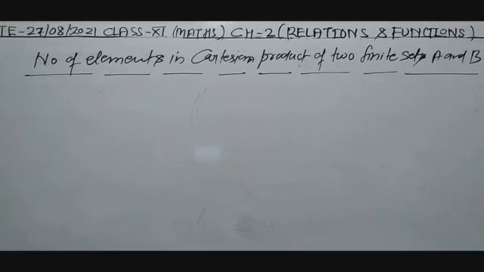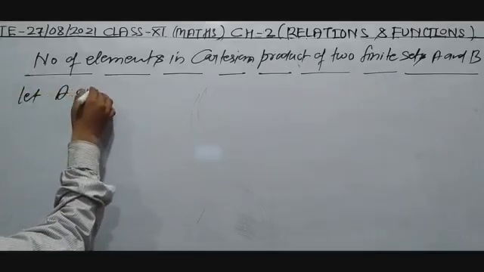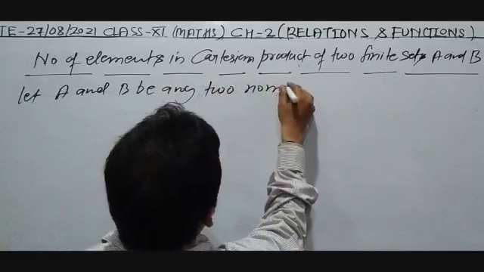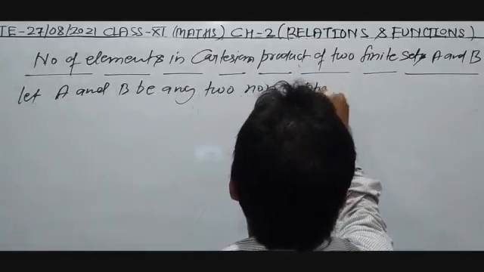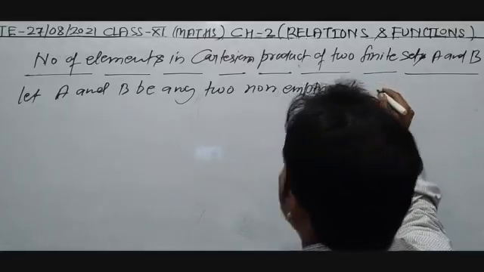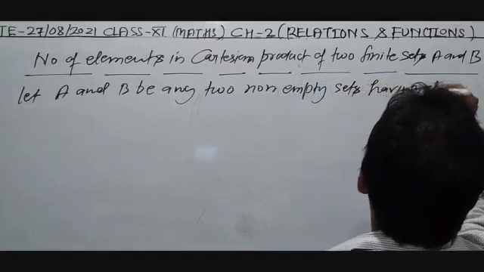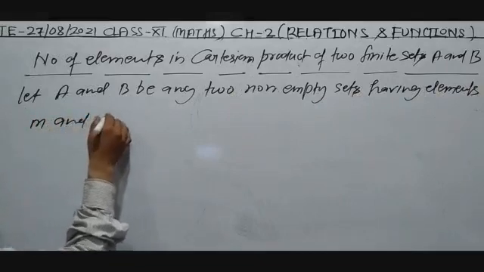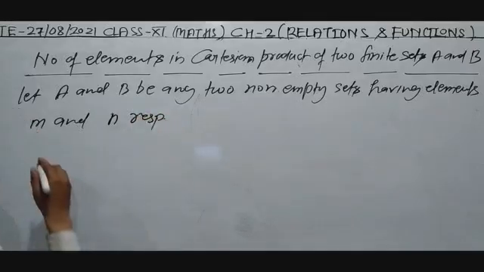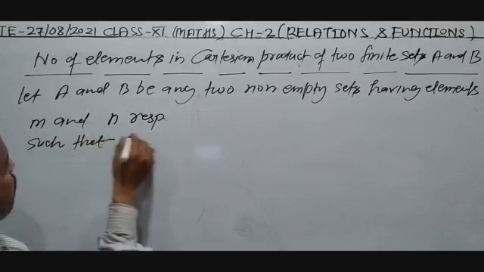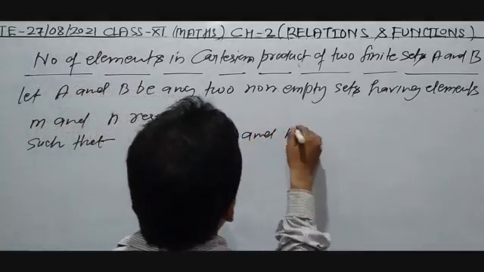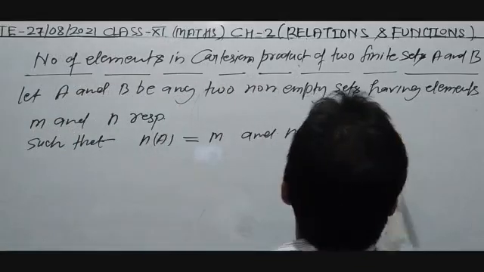Now let capital A and capital B be any two non-empty sets having m and n elements respectively, such that n of A is equal to m and n of B is equal to n.